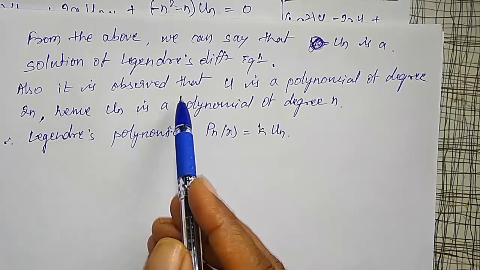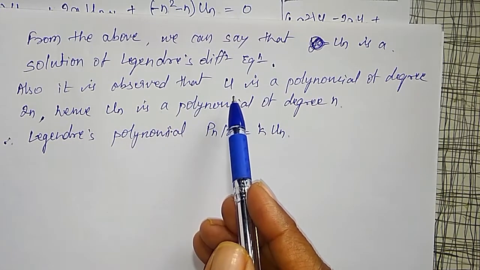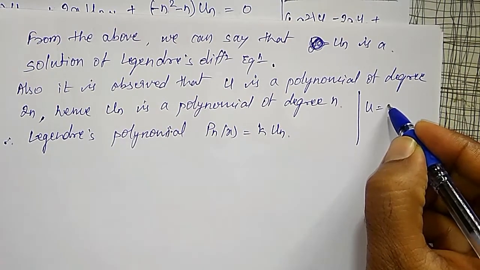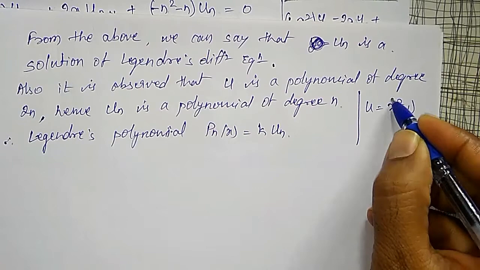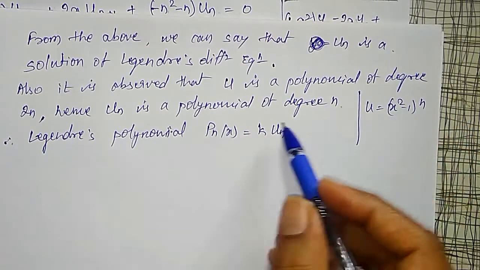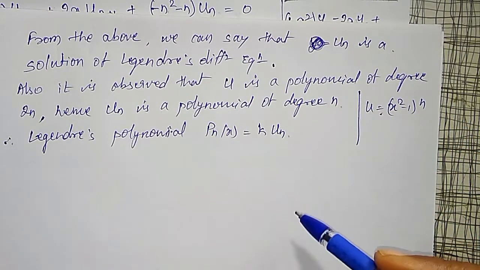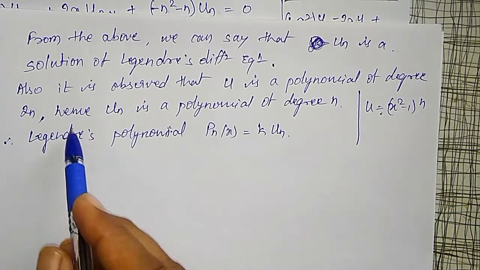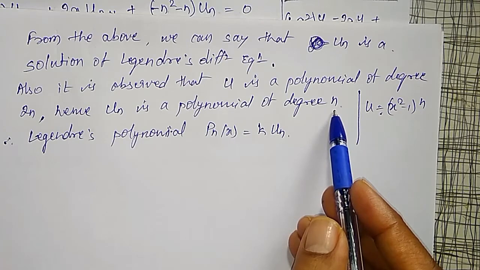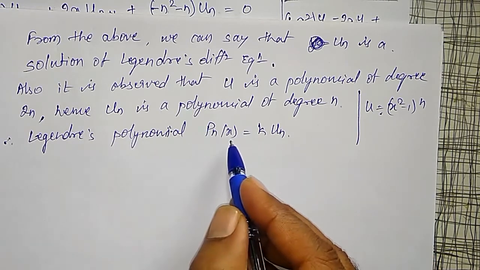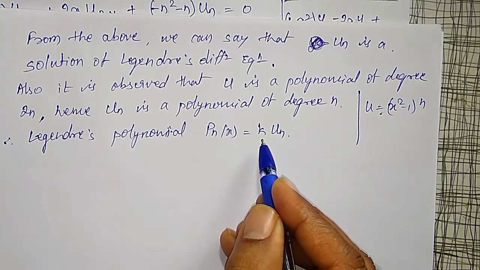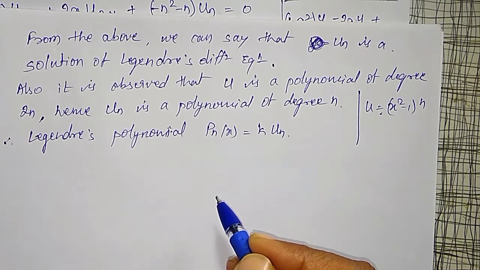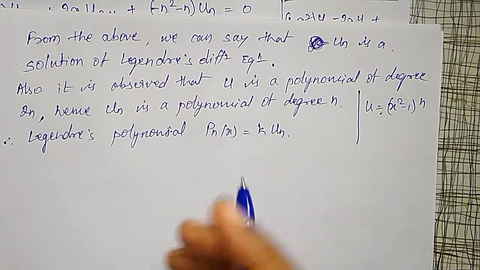Also it is observed that u is a polynomial. What is that u? Here u is equal to what you assumed, that is x square minus 1 raised to n. Therefore u is a polynomial of degree 2n. Therefore if you differentiate it n times, I am going to get a polynomial of degree n. Therefore Legendre's polynomial Pn of x, I can write it as some constant k times un. Therefore how to find out this k then?